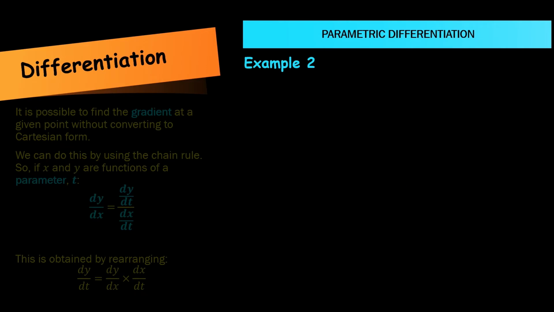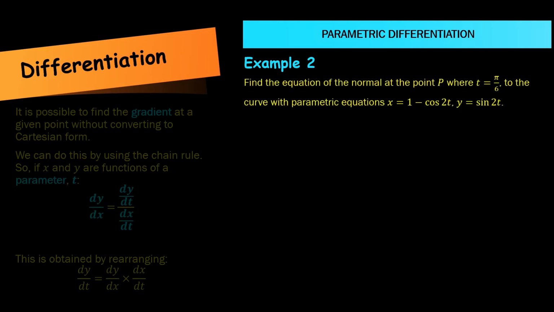Now let's take a look at another example. Pause the video and have a go. Press play when you're ready to view the solution. We are required to find the equation of the normal at the point P, where t equals pi by 6 to the curve with parametric equations x equals 1 minus cos 2t and y equals sin 2t.